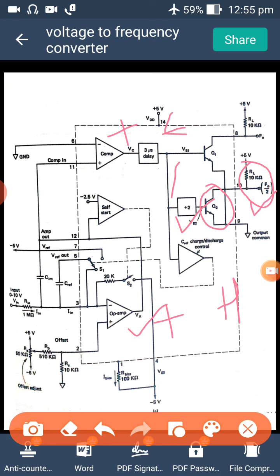F0 divided by 2 is the output here, then F0 divided by 2 will be low. This you need to remember. If the transistor is off, F0 divided by 2 is high. If the transistor is on, F0 divided by 2 will be low. Right?